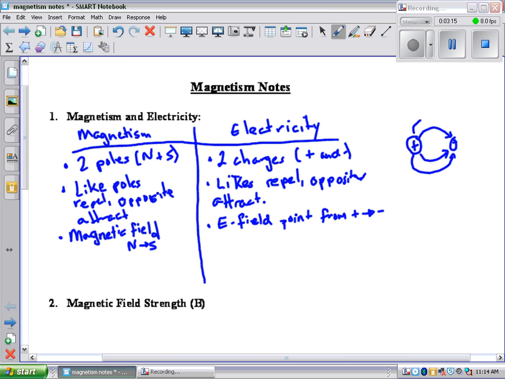And it's the same thing for, say, a bar magnet. It has a north end and a south end, and the magnetic field lines are going to come out of the north and point into the south. So they look very, very similar to electric fields.